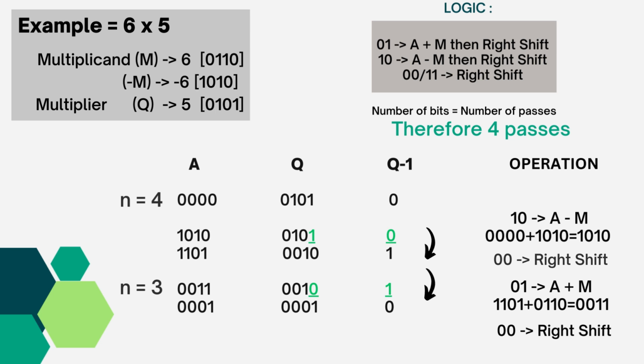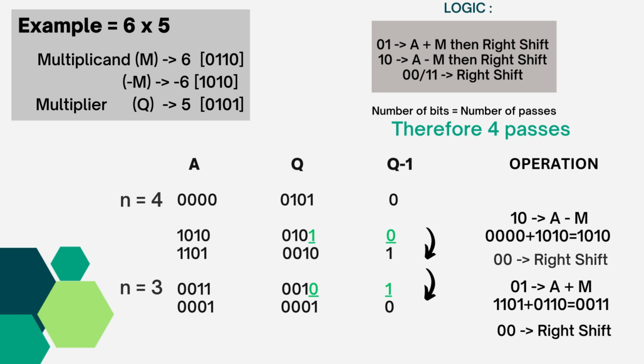The basic logic of the multiplication is based on the least significant bit of the multiplier and the previous bit, meaning q minus 1. So if we have 0 and 1, then we will perform a plus m operation, and then further we will perform the right shift operation. And for 1 0, we will perform a minus m operation, and then we will perform the right shift operation. If both of them are the same, 0 0 or 1 1, we will just perform the right shift operation.